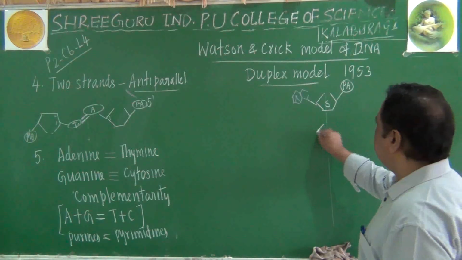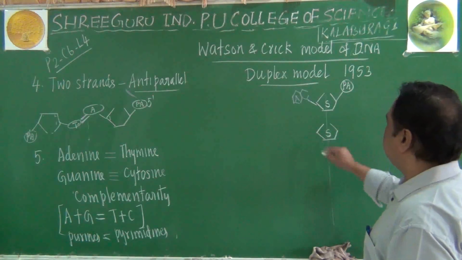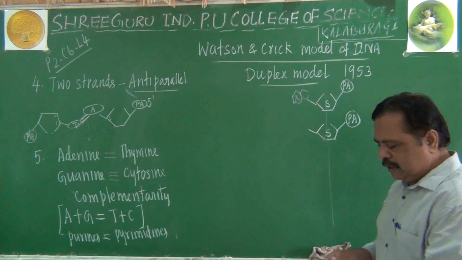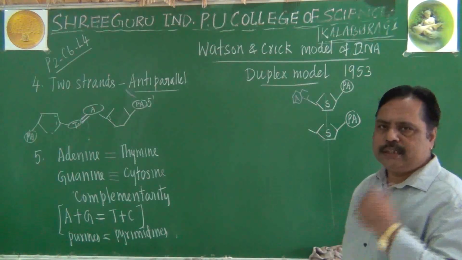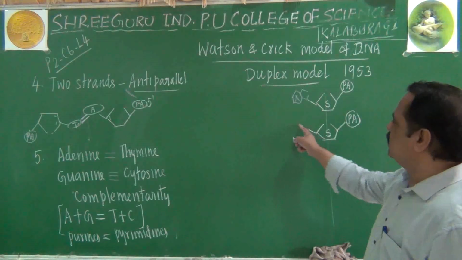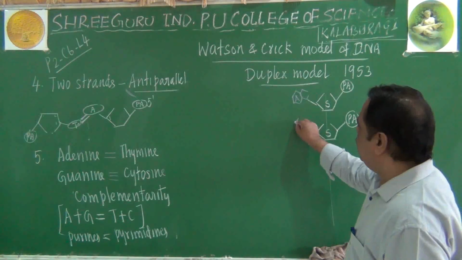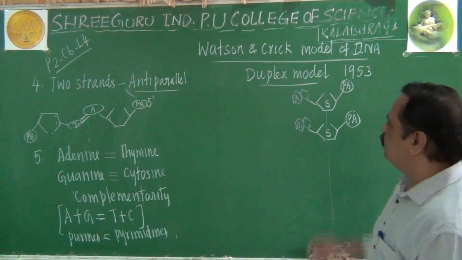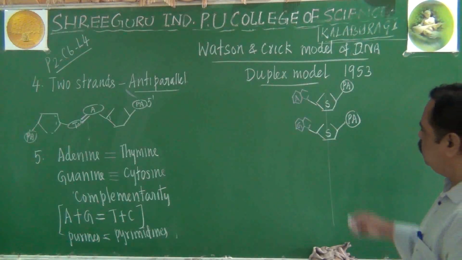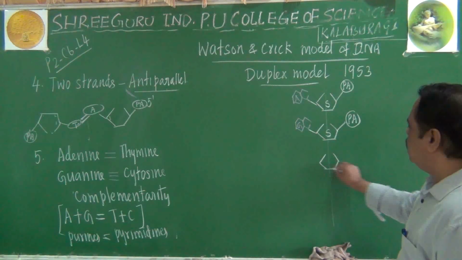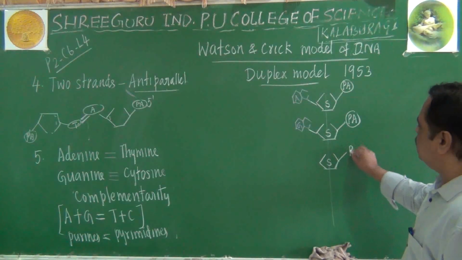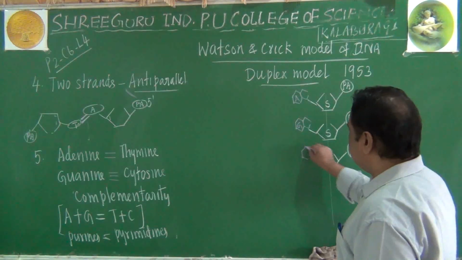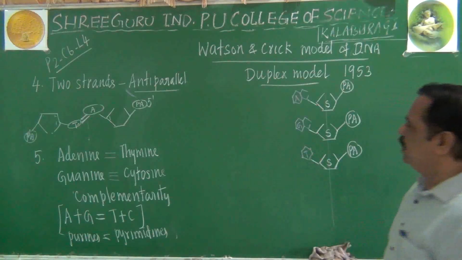Let me draw a second sugar molecule here. Another phosphate group I am drawing. Let us consider one more nitrogen base is facing inside here. This is the backbone, this is the staircase, steps. Here a guanine is present, imagine. Guanine is also a type of purine only. Let me come to the third nucleotide. It is attached with a phosphoric acid. Here one thymine is present, a pyrimidine, a single-ringed structure.